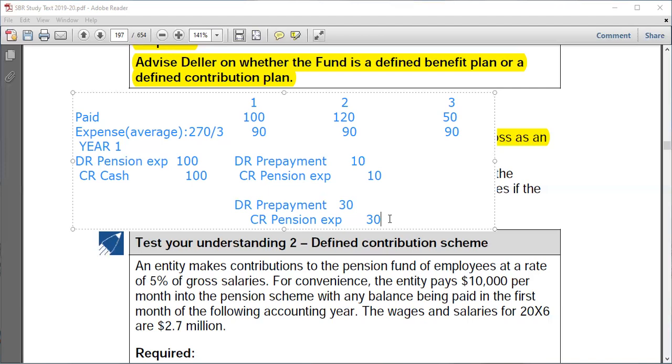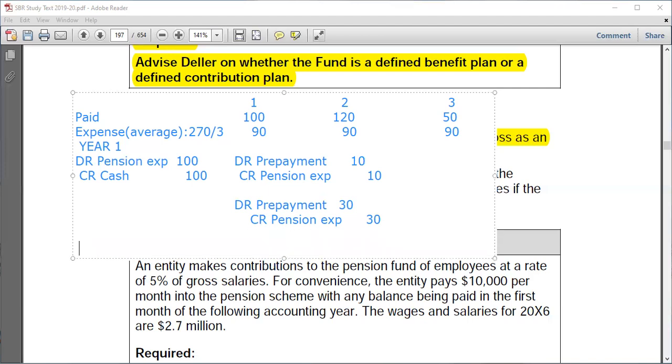Okay, now let's go for the third year. I'll just go the same way. I've incurred 90, but I've only paid 50. So that means that I still owe how much? I still owe 40. So that 40 is not a prepayment, it's an accrual. Or you could just say accrued expense of 40.